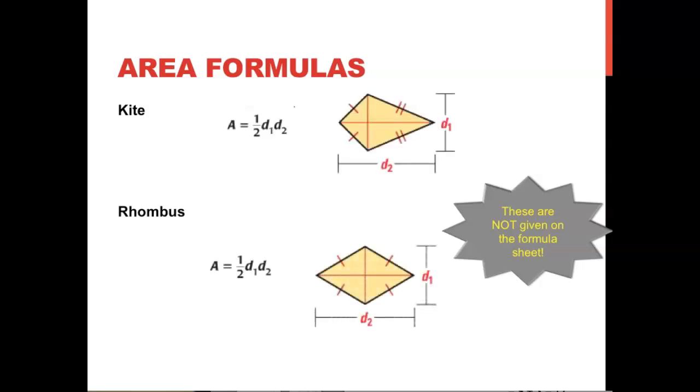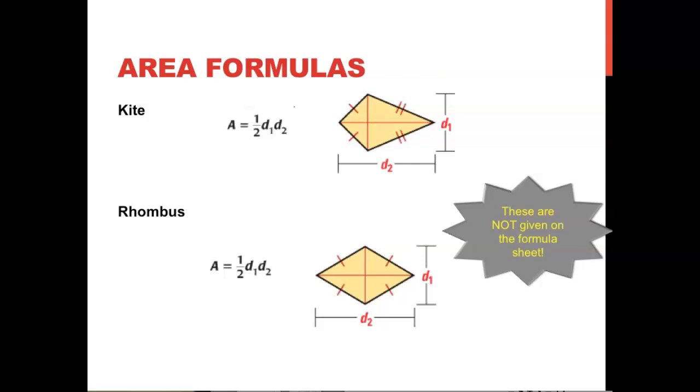Alright, so then these two formulas that we're going to go over next are not given on the formula sheet on the MCAS. They are for the kite and the rhombus. So for the kite, we have 1/2 times d1 times d2. Now what are d1 and d2? They are simply the diagonals. You can see here that d1 is the measure of that diagonal that's going down, and d2 is the one that's going across. Now for a rhombus, this is actually the same formula, 1/2 d1 times d2.